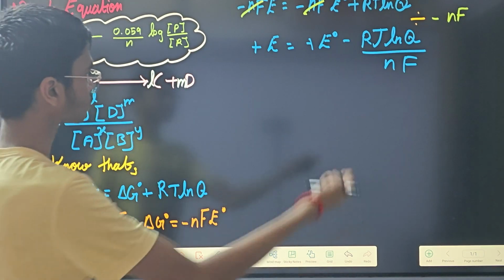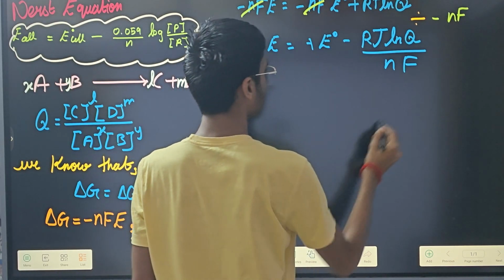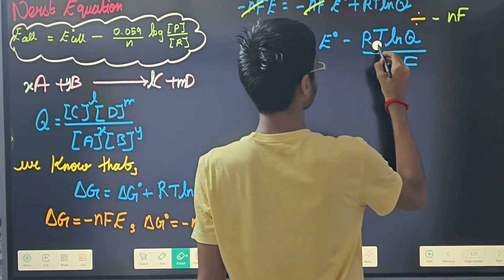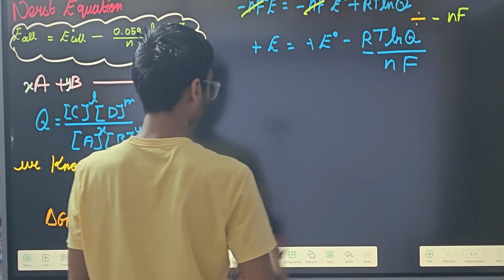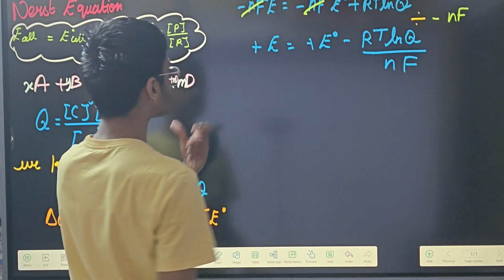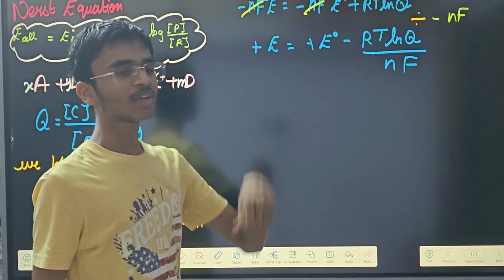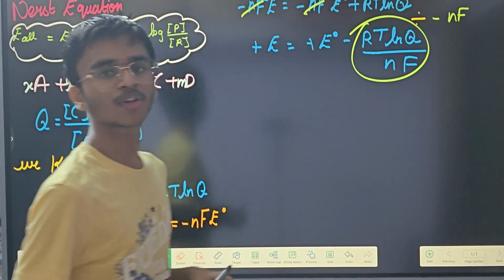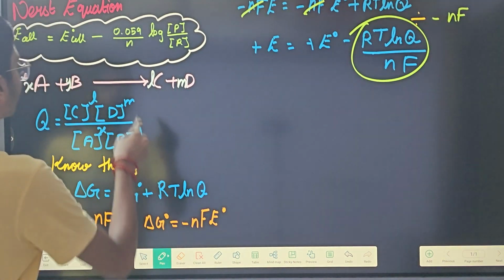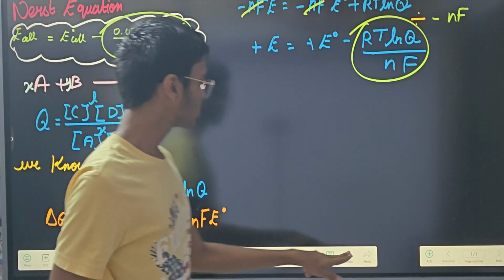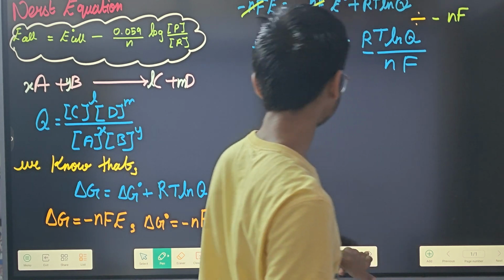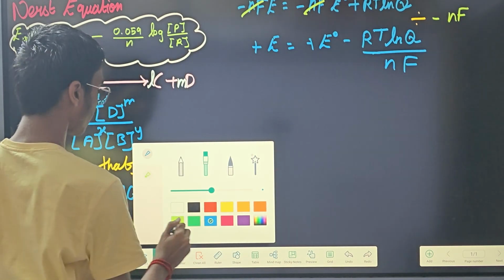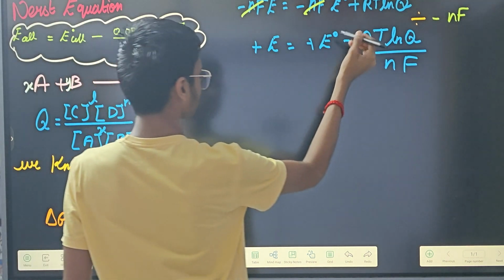From here, you have to focus on this particular point. Here only you have to focus a lot, because just see, here we have got E, here we have got E naught. Only this particular term needs to change. If you are able to change this term into this term, then you will get this equation. So hereafter, I'm just going to focus on that particular part.